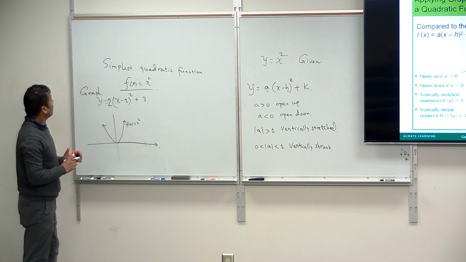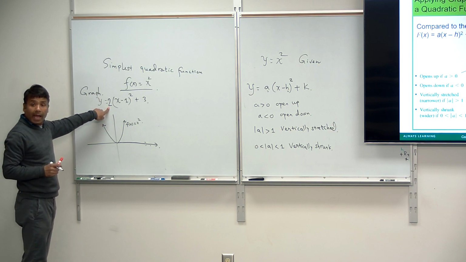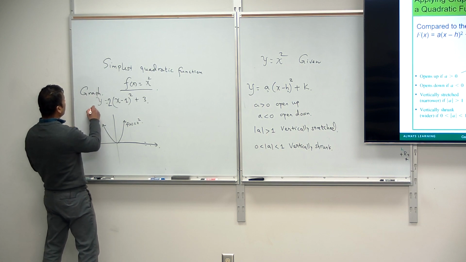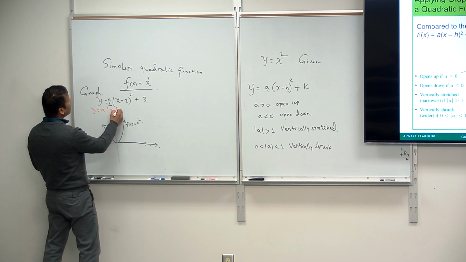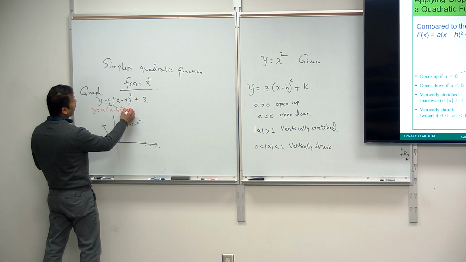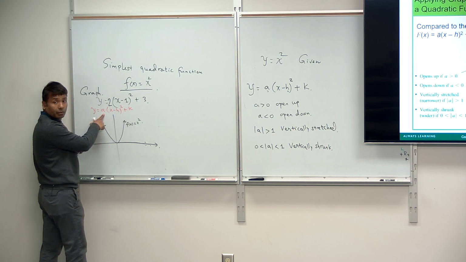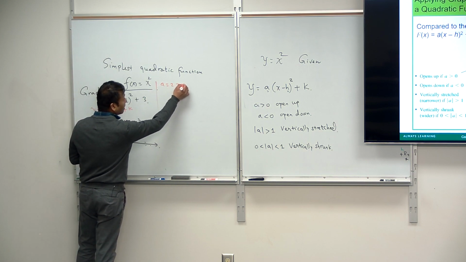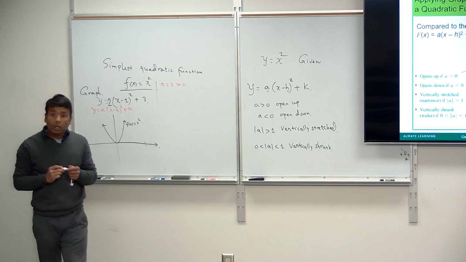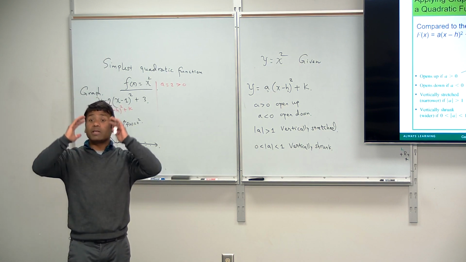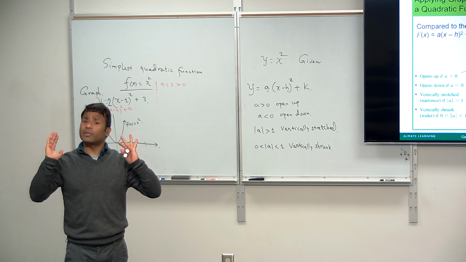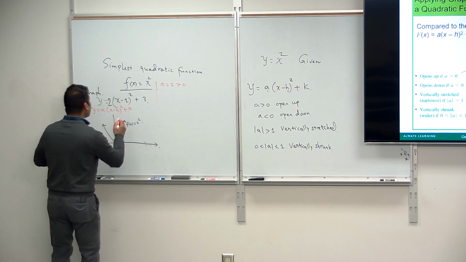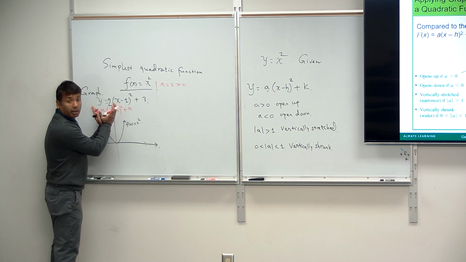So, first of all, look here. What is the value of a? You compare this with y equal to a times (x minus h) squared plus k, okay? What is the value of a? 2. See, a equal to 2, right? So this is positive, is that right? So your parabola will be what? Vertically stretched. That makes sense? And vertically stretched means your parabola will be more narrow, right?